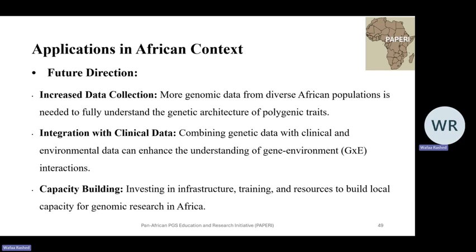Integration with clinical data: combining genetic data with clinical and environmental data can enhance understanding of gene-environment interactions. Also capacity building: investing in infrastructure, training, and resources to build local capacity for genomic research in Africa.